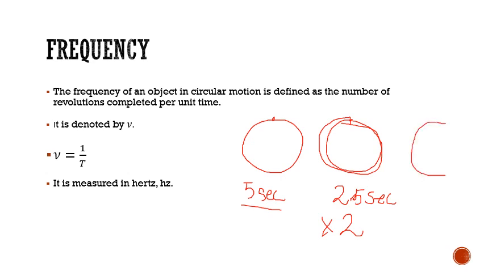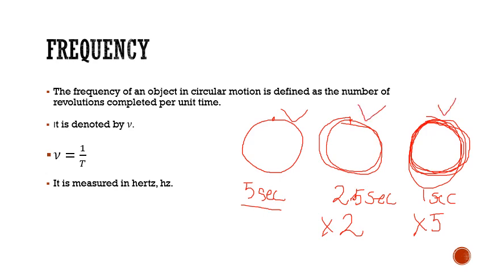Now let us consider one more case. Suppose this time it has taken even less time. Let us say it has taken 1 second. So if I ask how many times it can cover the distance in 5 seconds: 1 second, 1 revolution; 2 seconds, 2 revolutions; 3 seconds, 3 revolutions; 4 seconds, 4 revolutions; 5 seconds, 5 revolutions. So how many times has it covered the circumference of the circle? 5 times.